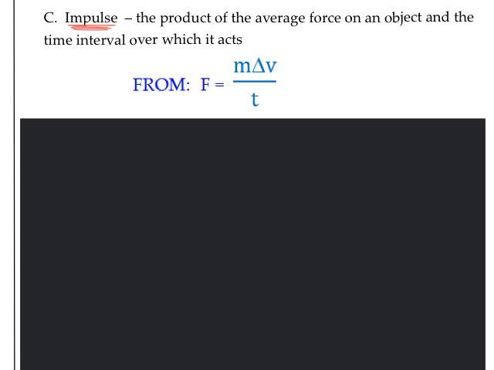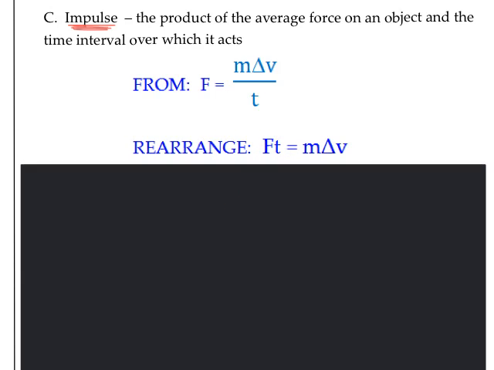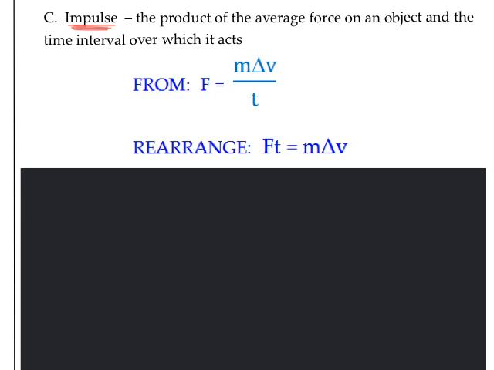I'm going to take the force is equal to mass times change in velocity over time from the previous section in the notes, and I'm going to rearrange that and say force times time is equal to mass times change in velocity. So I just multiplied the t over to the other side. Now this product of the force and the time, that's what impulse was equal to. So this gives us our formula for impulse.